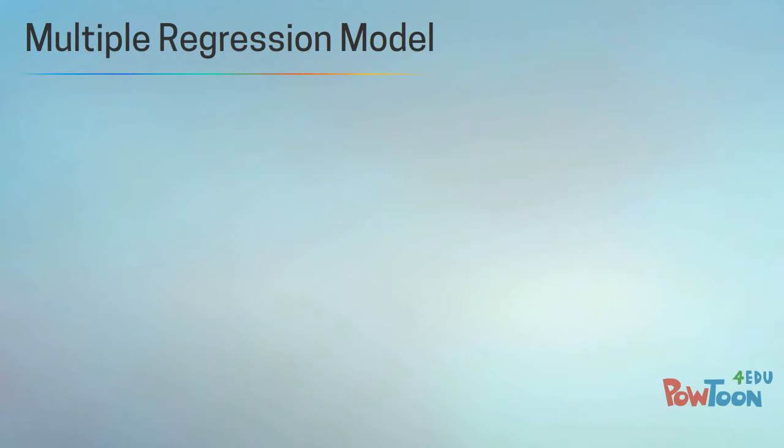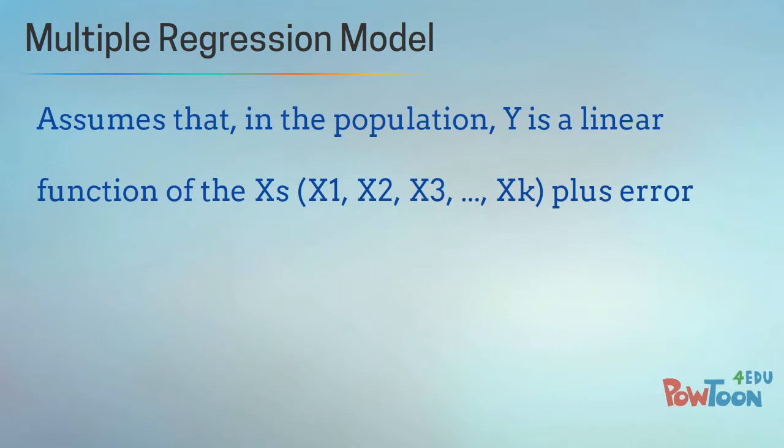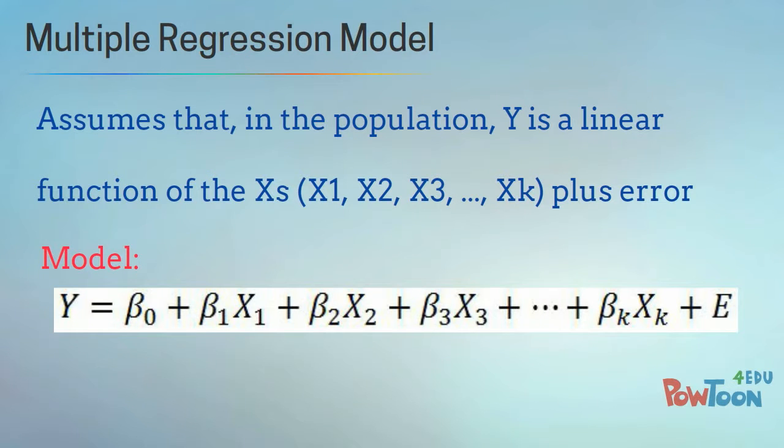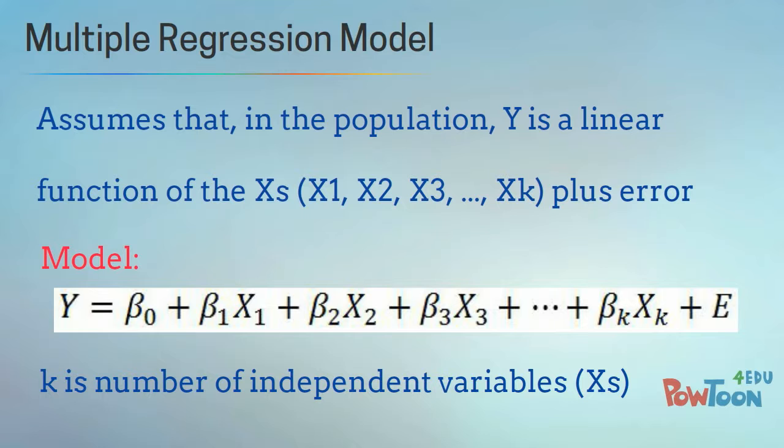The multiple regression model assumes that in the population y is a linear function of the x's, called x1, x2, x3, etc., plus an error term. The model states that y equals beta 0 plus beta 1 x1 plus beta 2 x2 plus beta 3 x3 up to beta k xk plus e, where k is the number of independent variables.